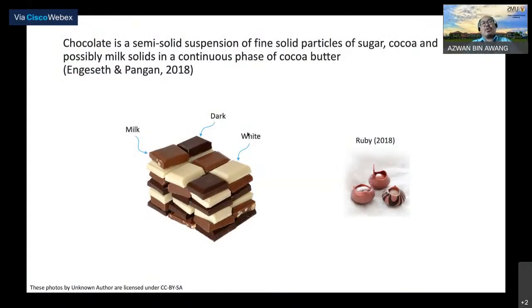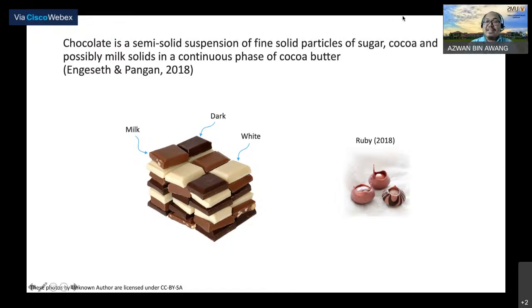So, what is chocolate by definition? According to this, chocolate is a semi-solid. It's a semi-solid, you hold it and sometimes it melts. It's a semi-solid suspension of a mixture of sugar, cocoa, and probably milk if it's a milk chocolate, in a continuous phase of cocoa butter. So you need to have cocoa butter, sugar, and some cocoa mass, and then perhaps milk, before you can make a chocolate.